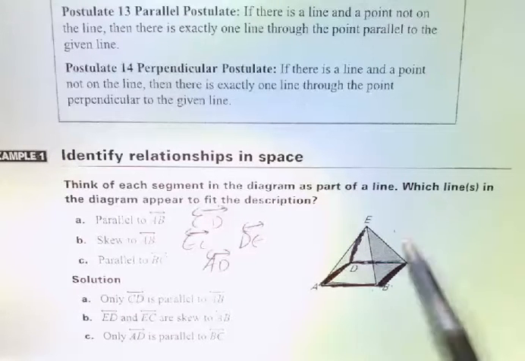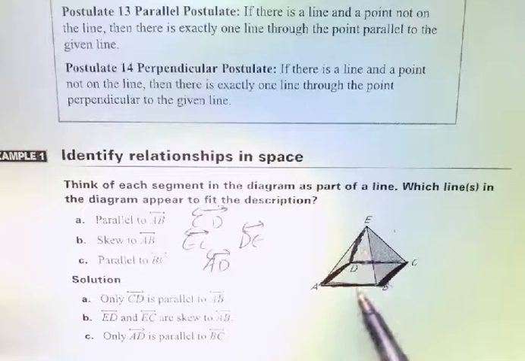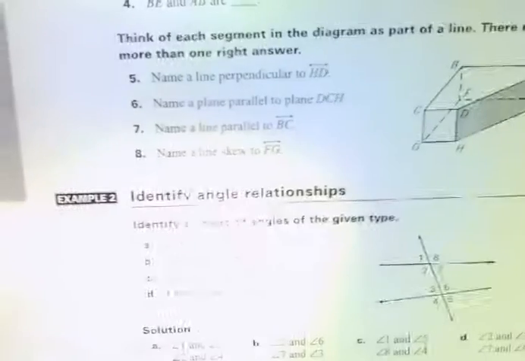So remember, parallel means they're on the same plane and not touching. Skew is not touching, but on different planes. So they don't touch and they're on different planes. All right, if we move on, that's basically the same thing. Let's look at numbers 5 through 8.